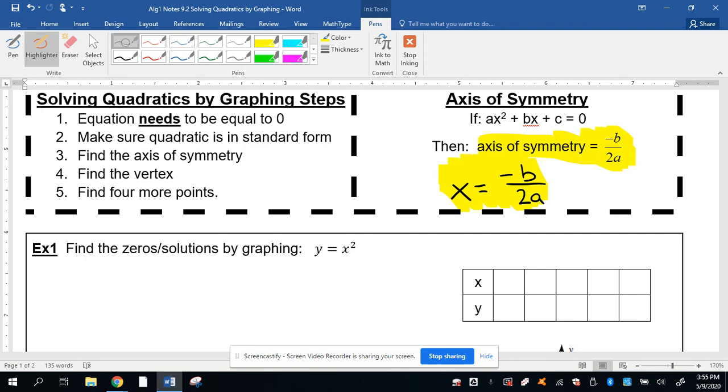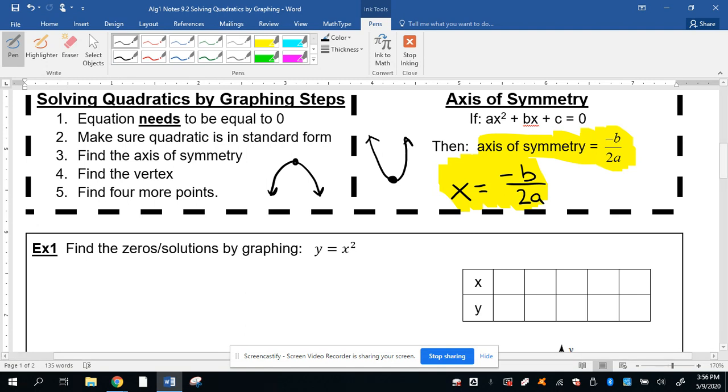So just in summary, a parabola has a vertex. It's either going to be going up or it's going to be going down. That a value, if it's positive, it'll go up. If a is negative, it'll go down. We'll learn more about that in 9.1.